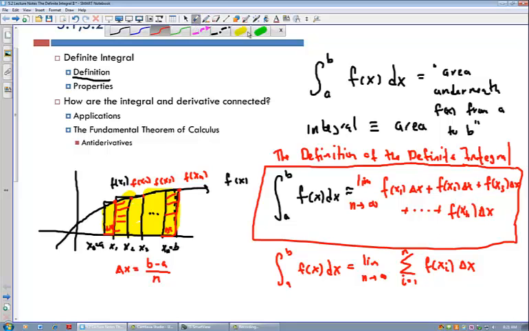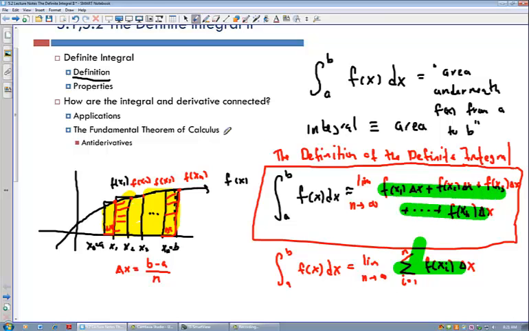So this expression right here is really the same as this expression right there. Sometimes this thing highlighted in green is called the Riemann sum, named after the mathematician Bernard Riemann, who first wrote it down.